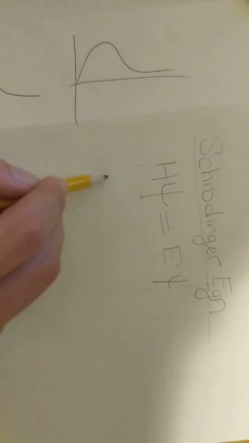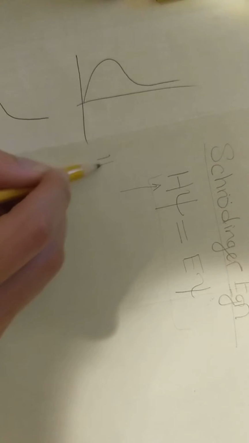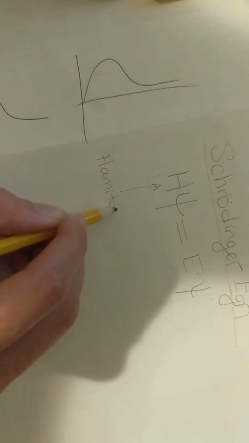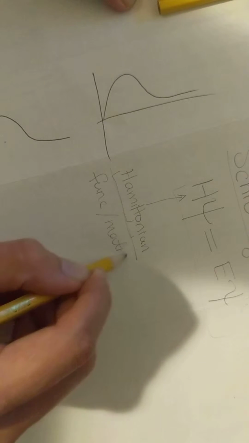So let's just go ahead and label these parts real quick. This H is the Hamiltonian. What is the Hamiltonian? This is named after Hamilton, who did some stuff with mechanics. In this sense, it's essentially the function or matrix that represents the total energy of a system, which is generally going to be kinetic energy plus potential energy.